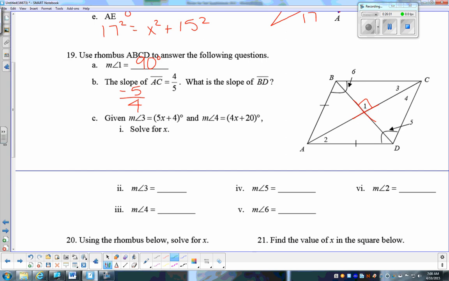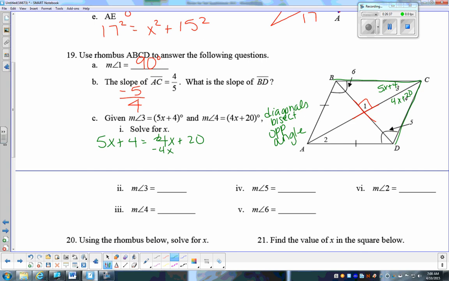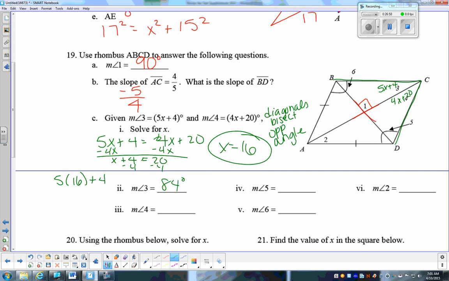For letter C, it says the measure of angle 3 is 5x plus 4. The measure of angle 4 is 4x plus 20. We know our diagonals bisect opposite angles. So since angle BCD got bisected by our diagonal, I know that angle 3 and angle 4 are equal to each other. So 5x plus 4 equals 4x plus 20. Solve this: subtract the 4x, subtract the 4. I know that x equals 16. So then, for angle 3, I'm just going to plug it in. 5 times 16 plus 4 makes angle 3 84 degrees. Since angle 4 is congruent to that, angle 4 is also 84 degrees.